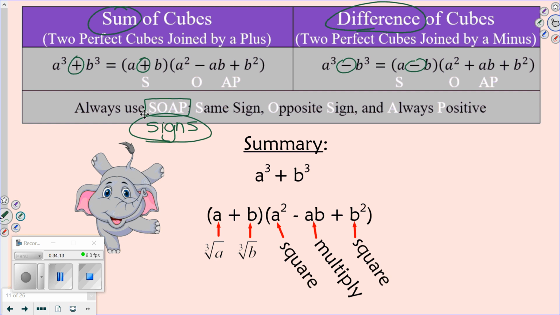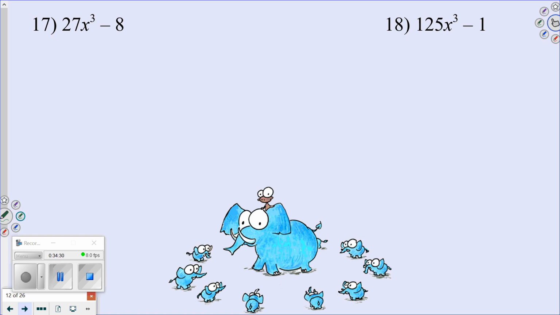Once you do the cubed roots, then I don't care what on earth the original problem was anymore, and then I use these. Square, multiply, square. You take this one and square it, then you multiply the two of them together, and then you square the last one. It's just a pattern you have to memorize. So let's actually use the pattern with numbers so you can see what on earth I'm talking about.